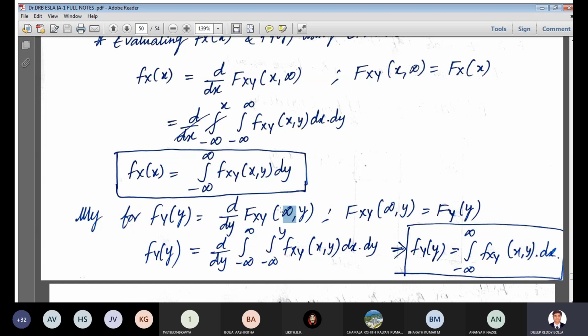Okay. So then what will happen? This limit from minus infinity to y can be cancelled off by d by dy. So we only apply some x values here, minus infinity to infinity, because we do not know the x value. Minus infinity to infinity. So instead of dy we get dx. Okay. So this is how we can find the CDF when the x and y values are independent.